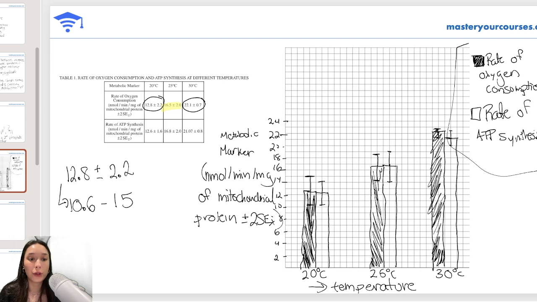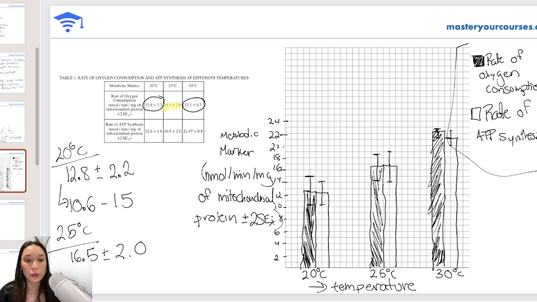And then for the 25 degrees, I'll just put 25 degrees here. And again, you didn't need to write out all of this, I'm just putting the solutions. At 25 degrees, you've got 16.5 plus or minus 2.0. And so that gives you a range of 14.5 to 18.5.